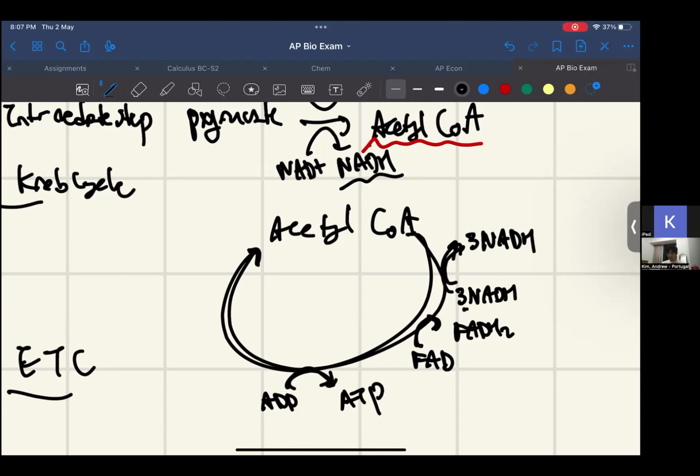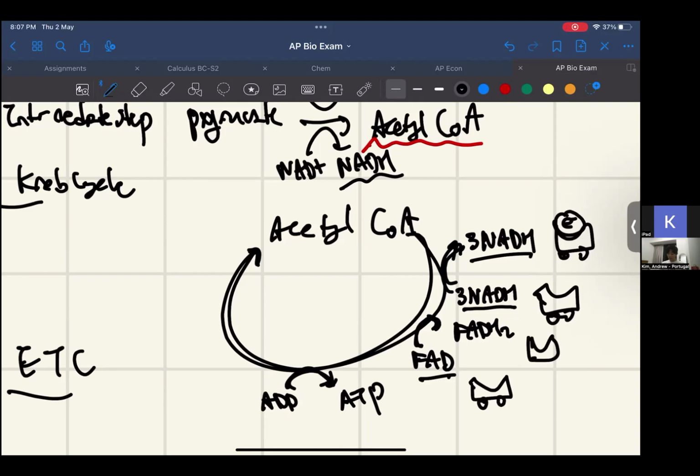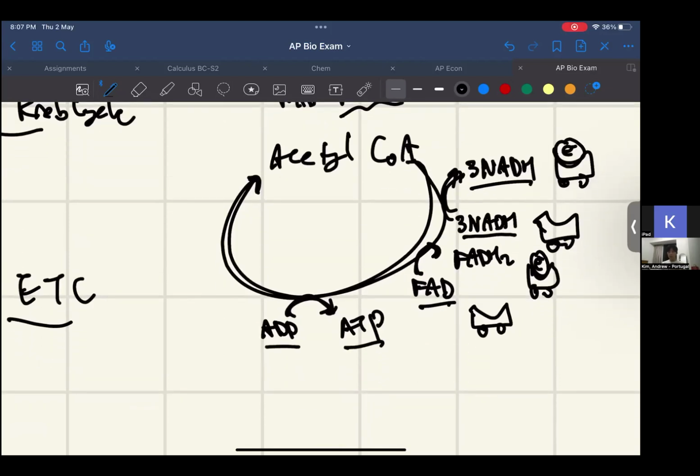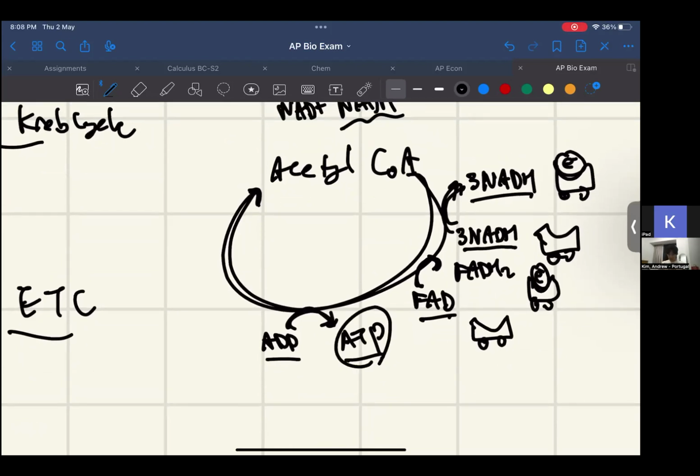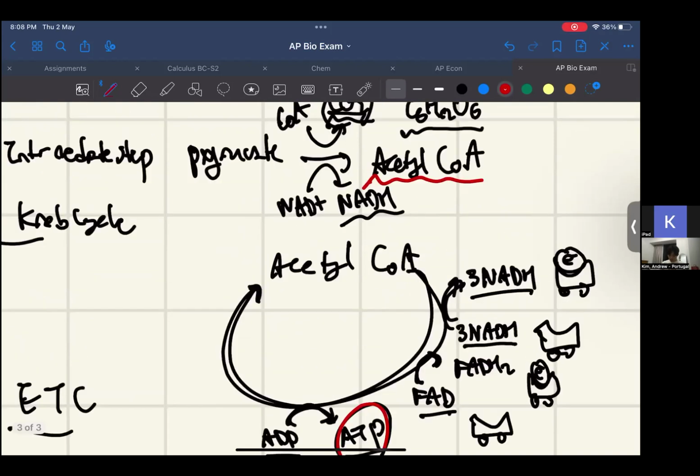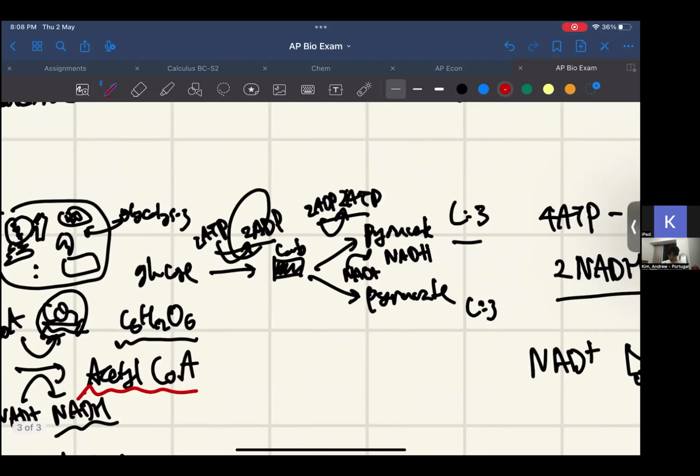So again, NAD pluses will be converted to NADH, meaning that empty electron carriers will actually start carrying electrons. FAD is a different type of electron carrier. So again, there's another empty electron carrier that will actually be filled with an electron. And again, ADP will be converted to ATP. Now, as you can see, we have ATP being made here. We have ATP being made here as well.